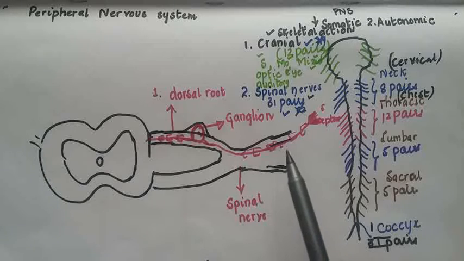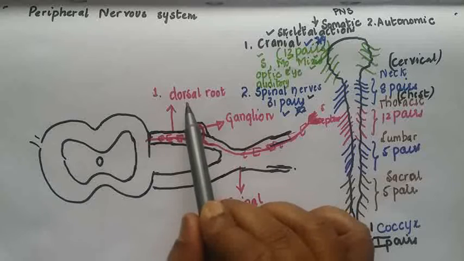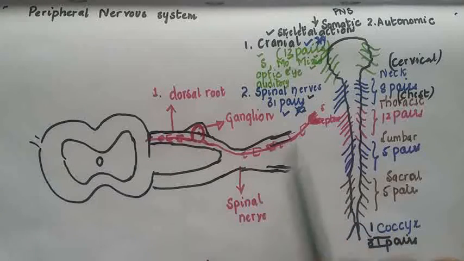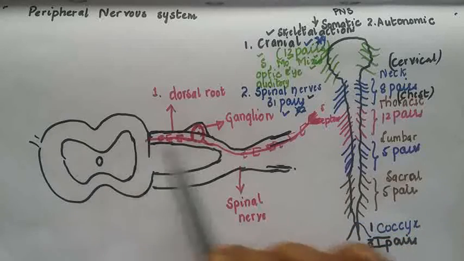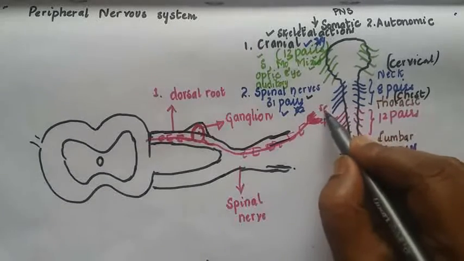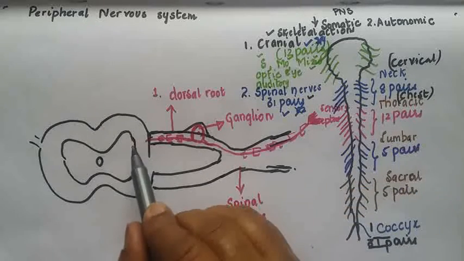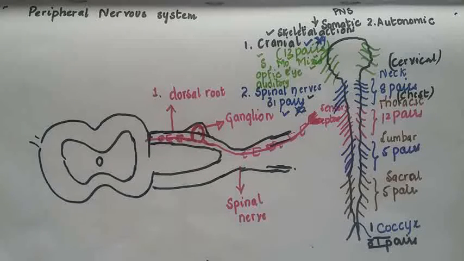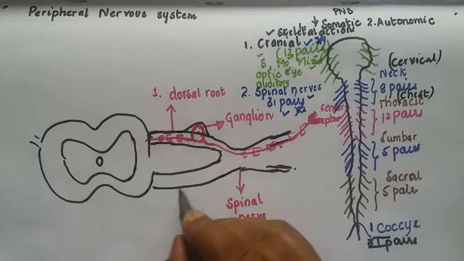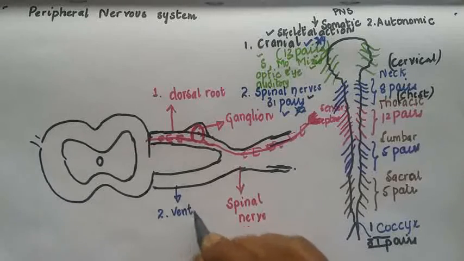So what I said, every spinal nerve has one particular root known as the dorsal root. So what do we find in the dorsal root? In the dorsal root we find the sensory neurons which are carrying the sensory impulses from receptors to the central nervous system, or to the spinal cord. Okay, so again the spinal nerve has one more root. What do we find here? This is the second root, and this is the ventral root.